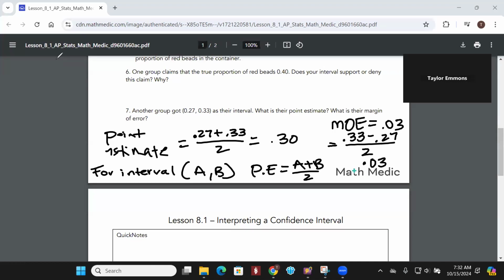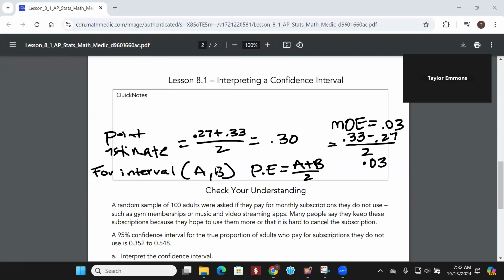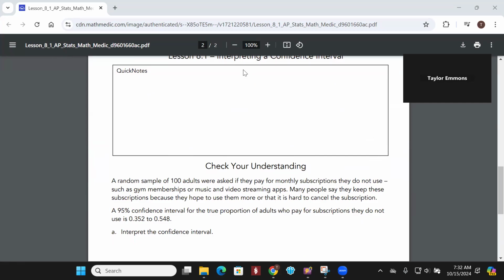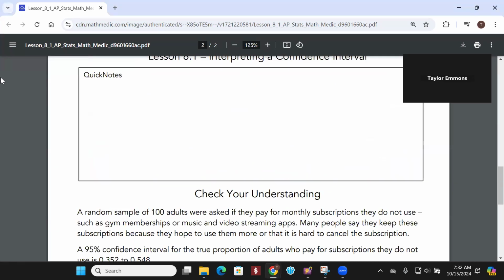All right, go ahead and flip the page. Okay, so for your quick notes, we talked about interpreting the confidence interval, interpreting the confidence level.